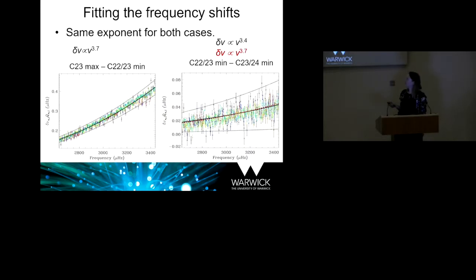We can go one step further and we can fit a function to this curve just the same way as we can do between minima and maxima, and what we find is that within error bars we're getting the same functional form. And essentially what that's telling us is that in the two minima there was still magnetic field present, it's just weaker in the minimum after cycle 23 than in the minimum before it.